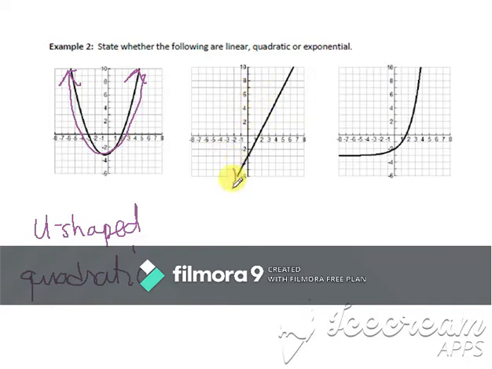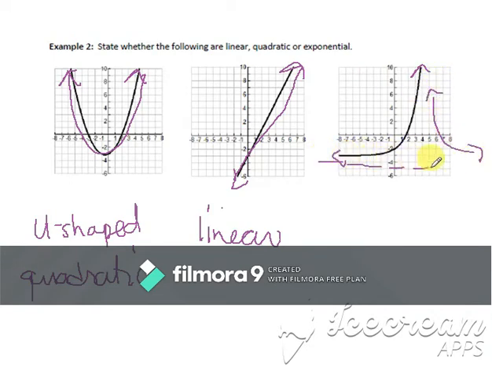Okay, the second one, well, this one's easy. This is just a line. Okay, so this is linear. And exponential either goes up to the right or it goes down to the right, and it always approaches a certain line. Okay, so this is exponential.